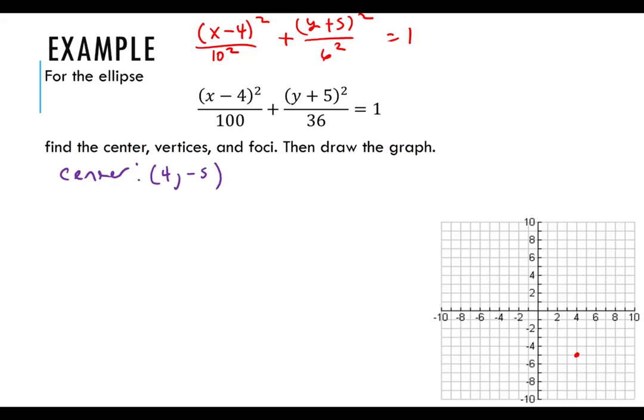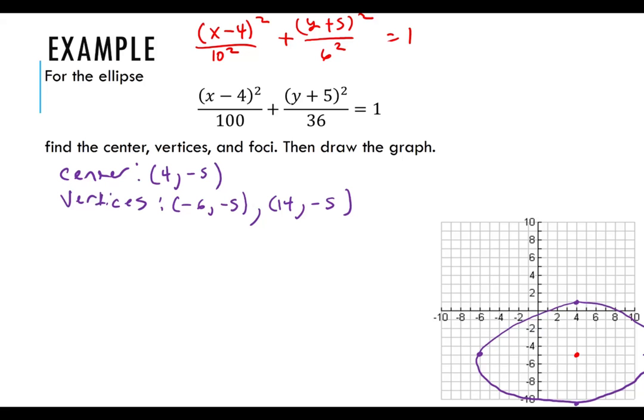Then for my vertices, recognize that the value under the x stuff is larger, so that means I'm going to go a distance of 10 to the right and 10 to the left to find my vertices. Well, that's going to be over at 14, and then over here at negative 6. And so specifically now I know that my vertices are at negative 6, negative 5, and at 14, negative 5. We'll find our foci in a minute, but to finish our graph, we know that 36 is 6 squared, and so I'm just going to go up 6 and down 6, down there at negative 11. And so technically this is the graph.